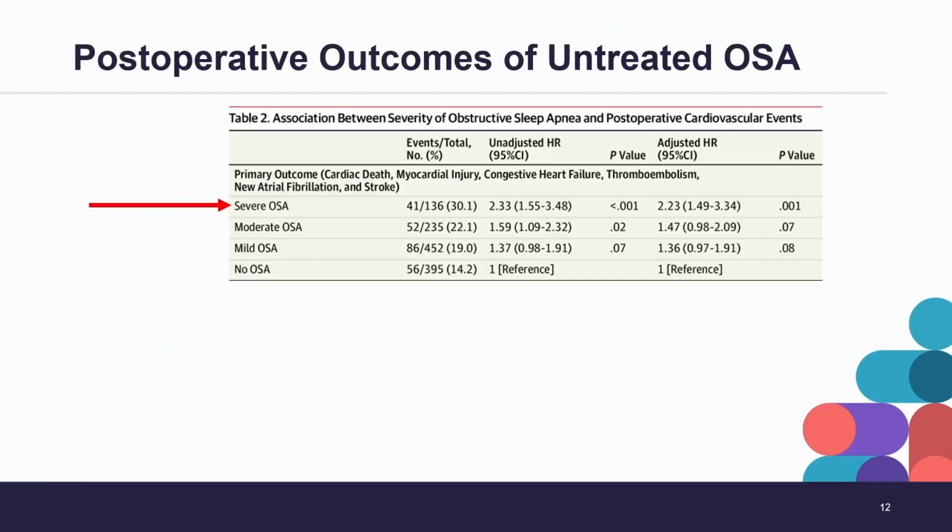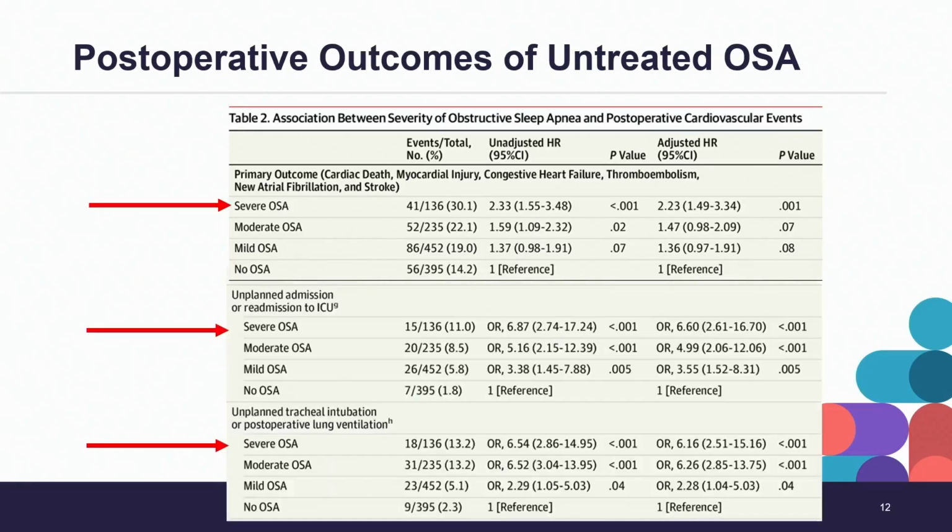And what they found was the patients who had undiagnosed severe OSA that was untreated were significantly more likely to have the composite outcome. And the significance was only with the patients who had severe OSA. Moderate and mild did not. Interestingly, for my world, these patients were the ones who were more likely to be admitted or readmitted to the ICU and require postoperative intubation or non-invasive positive pressure ventilation.